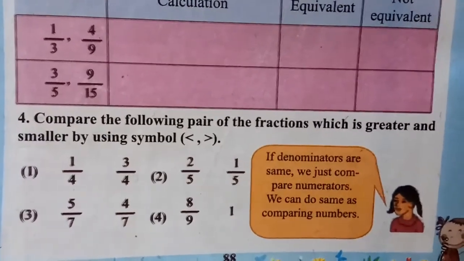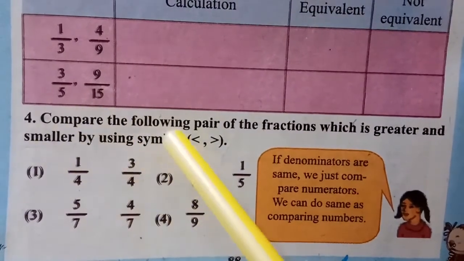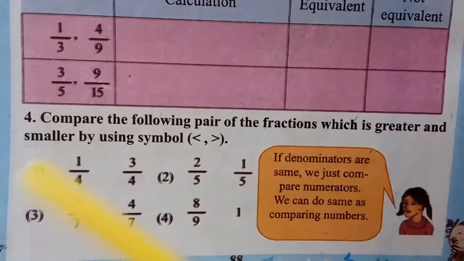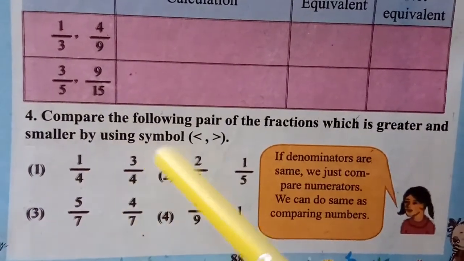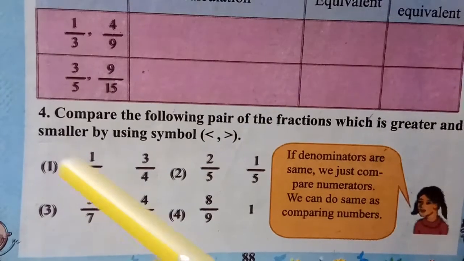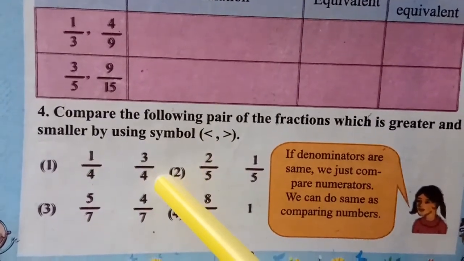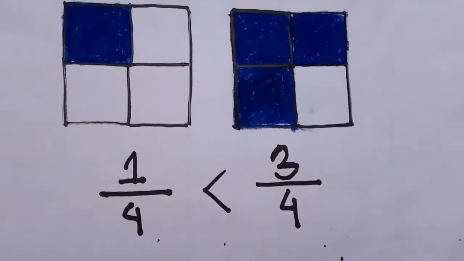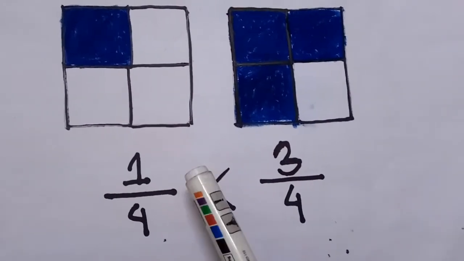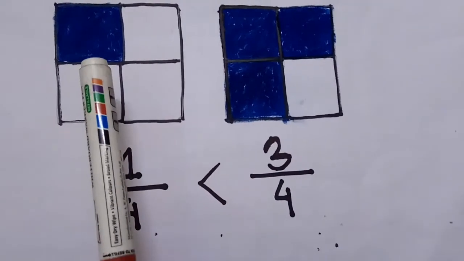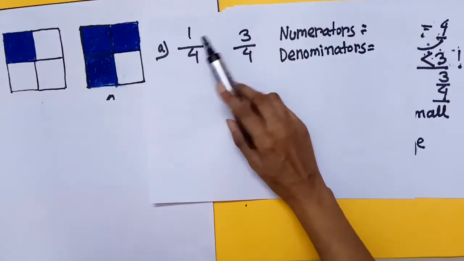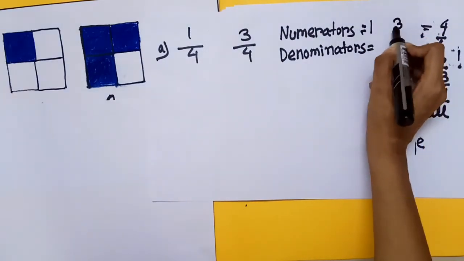Now you have to solve page 88, number 4. Compare the following pairs of fractions, which is greater and which is smaller, using the symbols smaller than and greater than. First one is 1/4 and 3/4. This one is 1/4 and this one is 3/4. So 1/4 is smaller than 3/4.